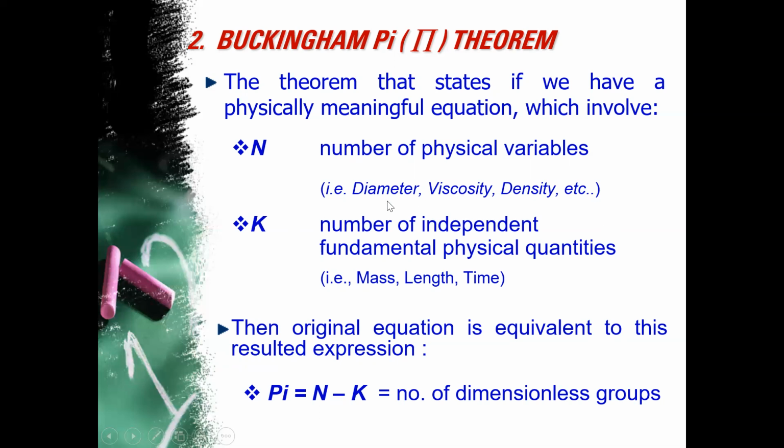Something like that. So the first step is the same as before. We always try to expand these variables in terms of the fundamental quantities. And then we know what N is, and K is just the number of fundamental physical quantities used. So in this case, usually the number is 3. Then the original equation is equivalent to this resulting expression. So in the previous example, we actually only have one.